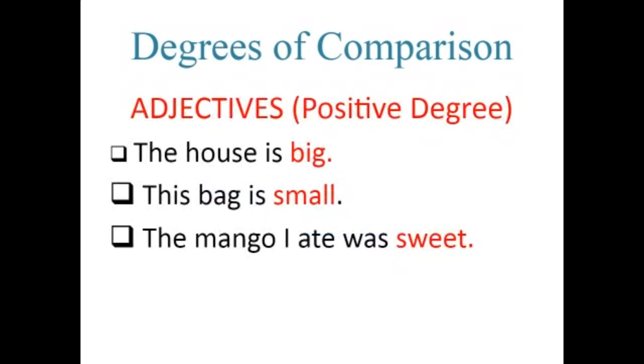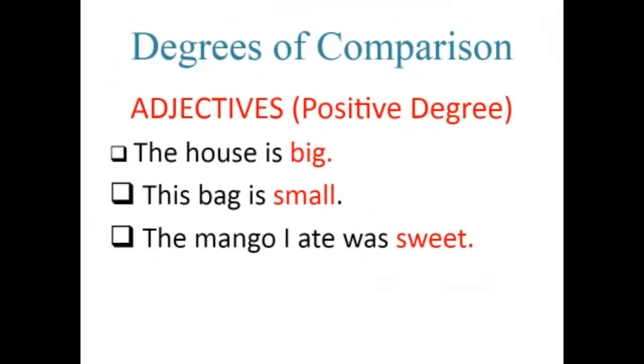Now, since we have recognized that they are adjectives, how many degrees of comparison do we have? We have 3 degrees. The first one is the positive degree. The second one is the comparative degree. And the third one is the superlative degree. Now, as you can see on this slide, we are talking about the positive degree.